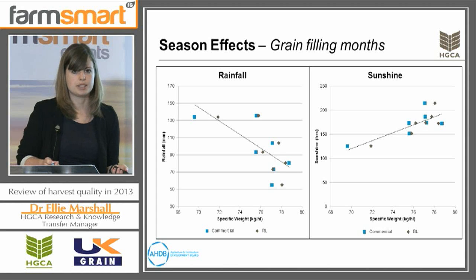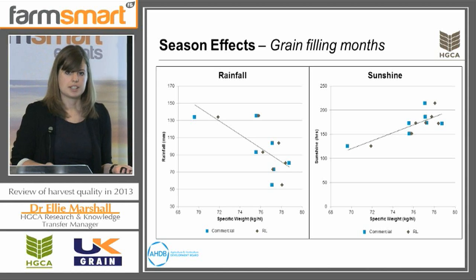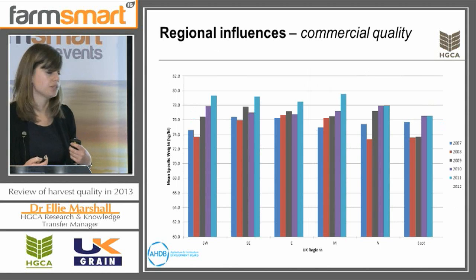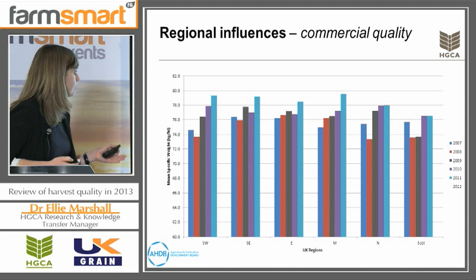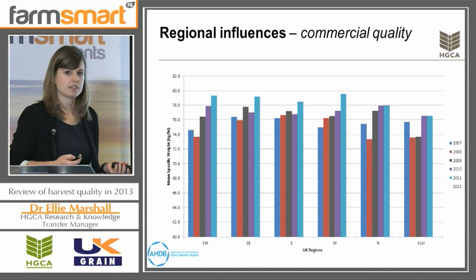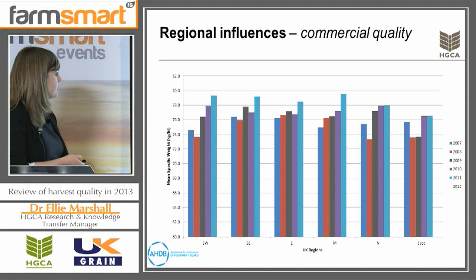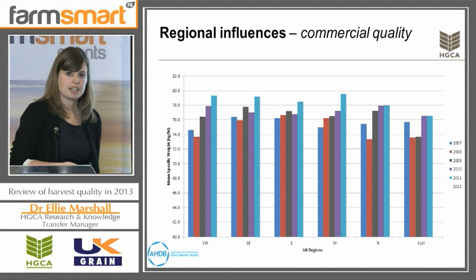But tied in with that, there'll also be differences regionally. So if we were to look at commercial quality throughout the past years, from 2007 up until 2011, we see that there is a trend for increasing grain quality. So these are the different regions. We have the Southwest, Southeast, East, Midlands, Northern regions, and Scotland, and their mean specific weight achieved in each of the years. So in many of the regions, 2011, the light blue bar, achieved the highest specific weight for that region.